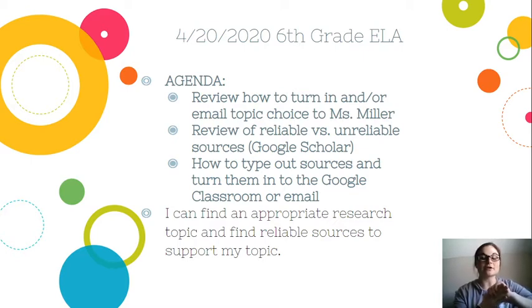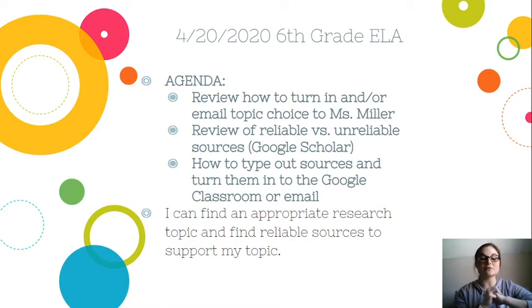So what I wanted to go over was selecting a topic, how to turn in and/or email the topic of your choice to me, review of reliable versus unreliable sources, and I'll show you guys really quick Google Scholar. We've gone over reliable and unreliable sources, but it was very brief, so I'm hoping that it's kind of a refresher and we'll go a little more in depth. And then how to type out sources and turn them into the Google Classroom or my email. Because you need three sources, due on, I believe it is Thursday, by midnight. So I think that's the 23rd.